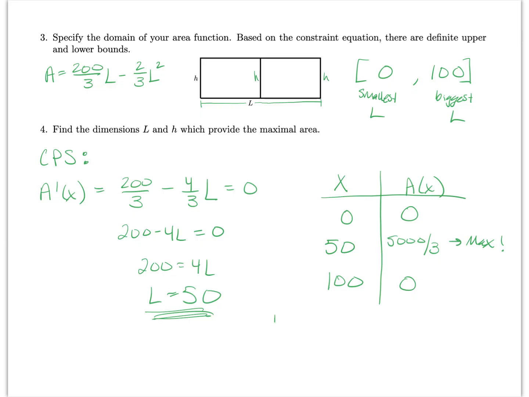Okay, so we can write a sentence. The max area is 5,000 thirds square feet, and it occurs when L is 50 feet. And then H would have to be, if L is 50, then we've used 50 and 50 is 100. So I have 100 feet left to put into 3 equal pieces, so 100 thirds feet.